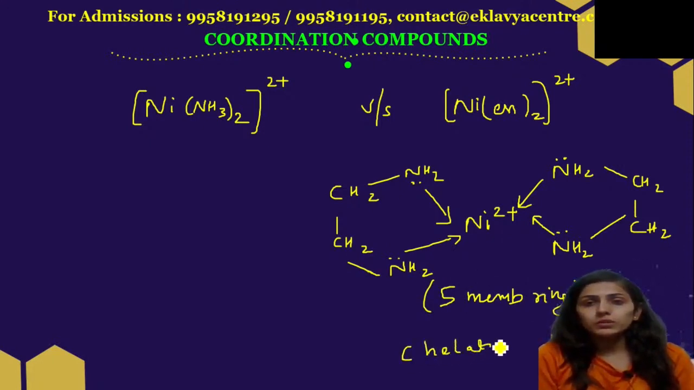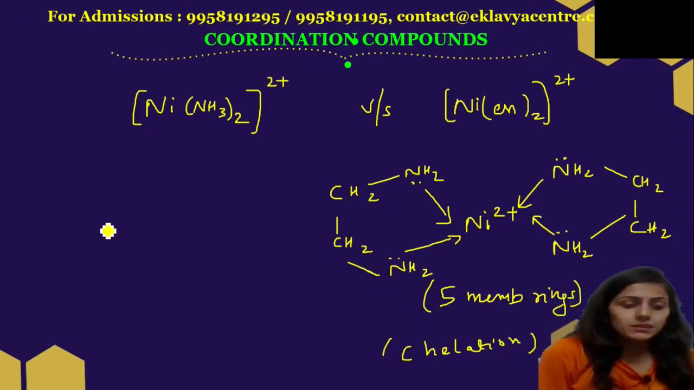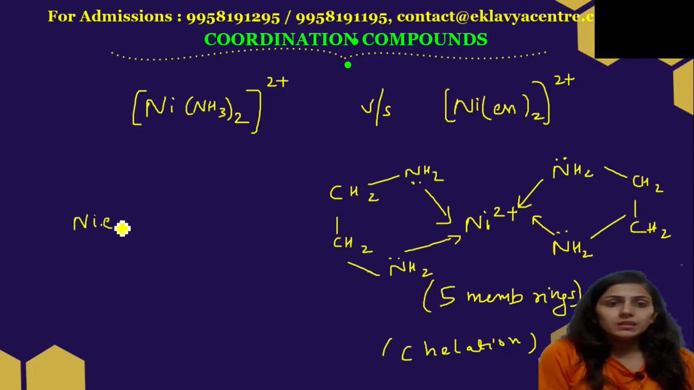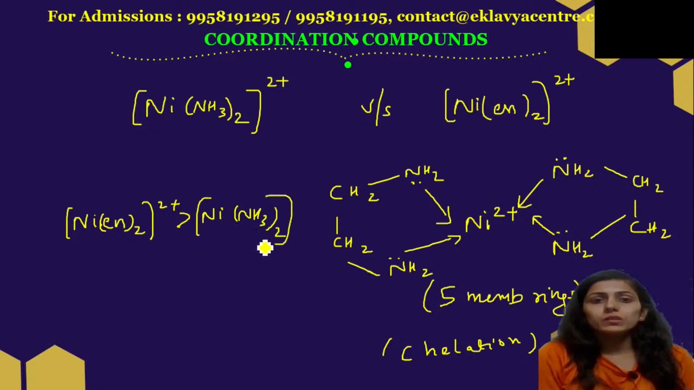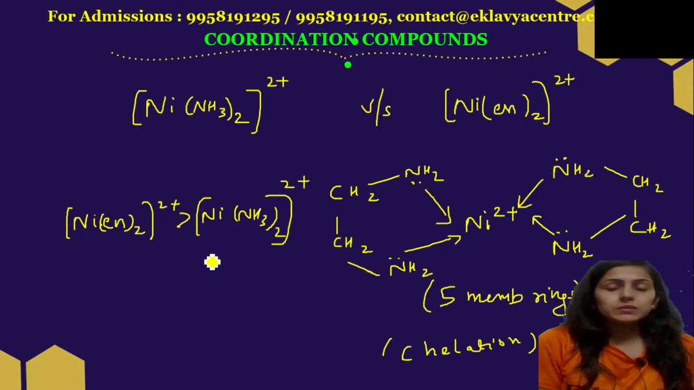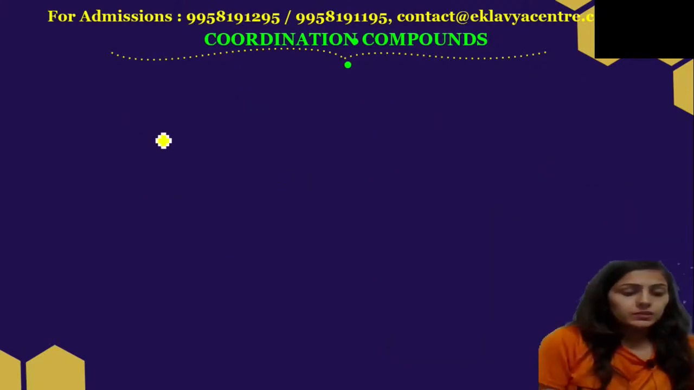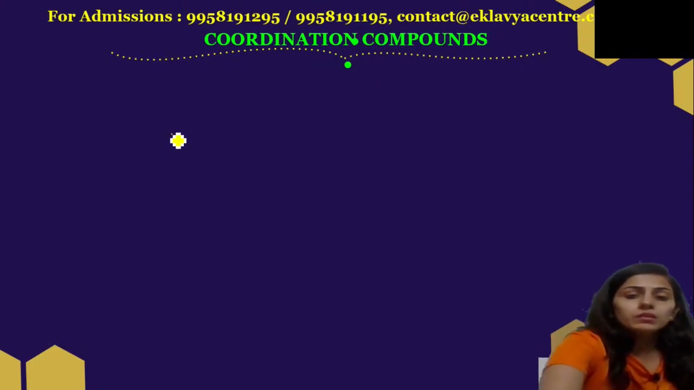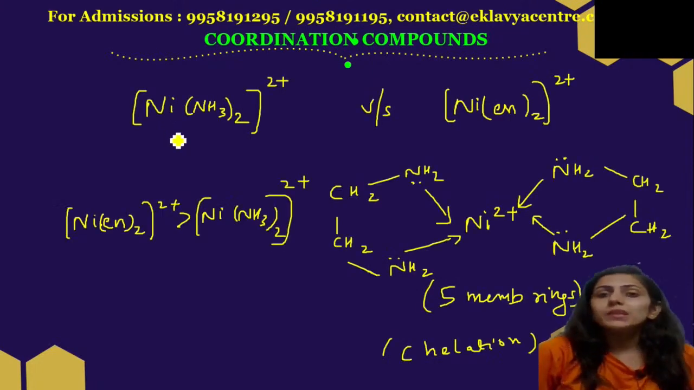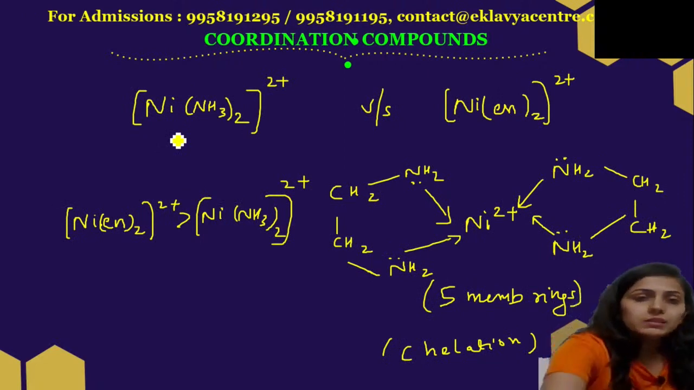So therefore, this compound, Ni(en)2, is more stable than Ni(NH3)2 due to chelation, or you can say due to the formation of rings. This compound is more stable. So that is why it's important to study chelation. So the complexes of chelating ligands are more stable than the simple complexes of simple ligands.